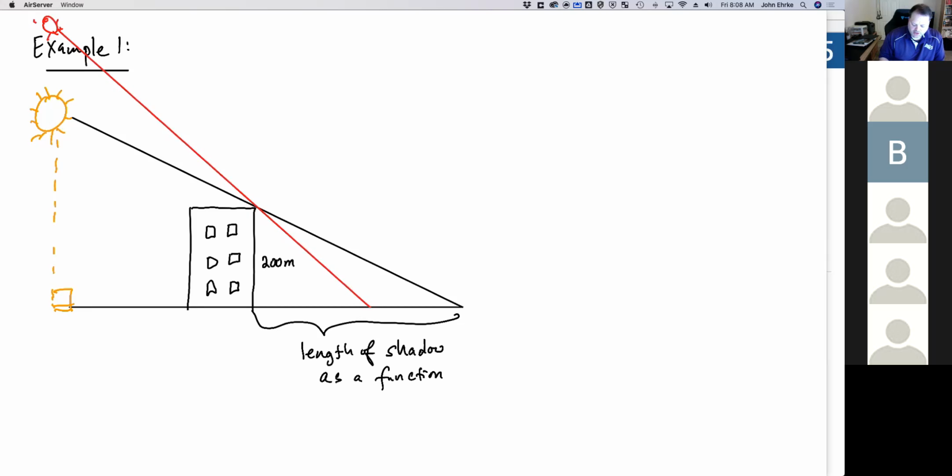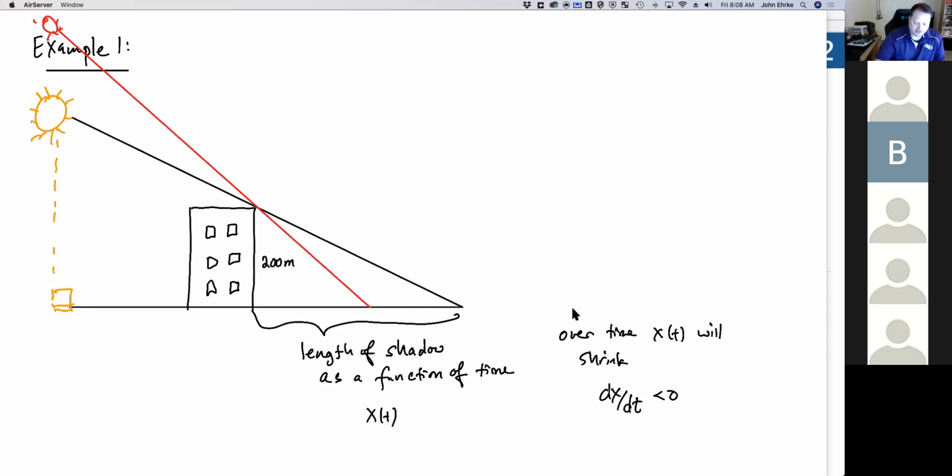And it's going to change as a function of time. So I'm going to call this side x of t because it's on the horizontal axis. So x of t is going to be the length of that shadow as a function of time. Over time, x of t will shrink, which means that we expect dx/dt, the rate of change of that length, to be negative. That's going to be a decreasing function. The length of the shadow is going to decrease.